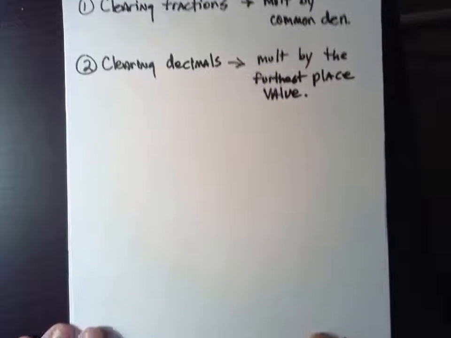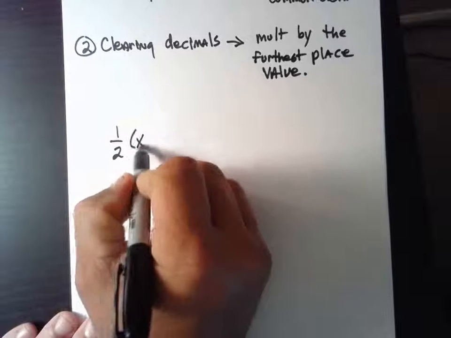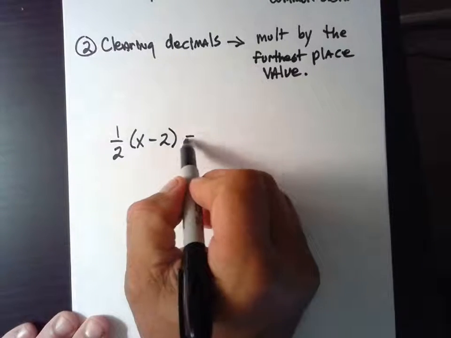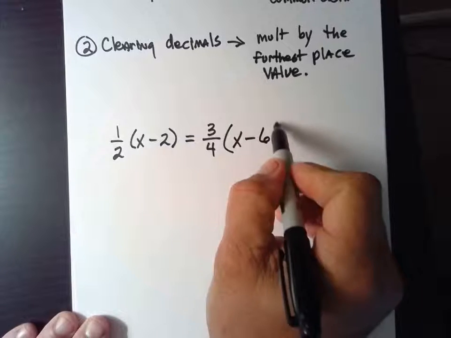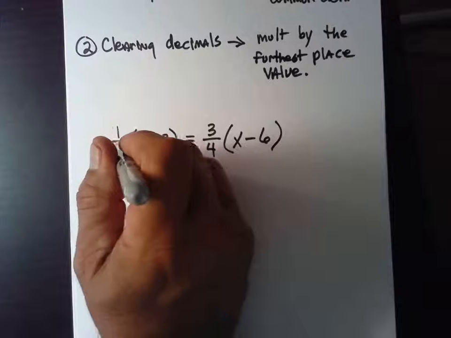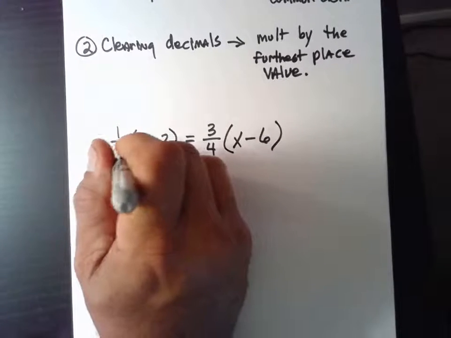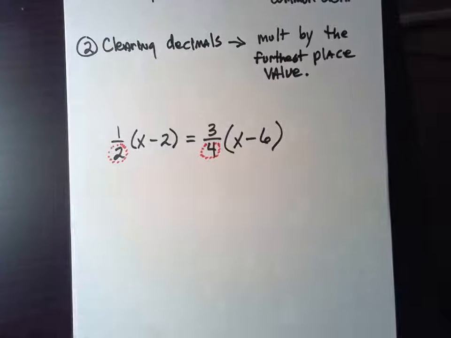So let's do an example. Let's do 1/2 times x minus 2 is equal to 3/4 times x minus 6. Now at this point, after you have an anxiety attack, you're going to look at these two numbers. And you already know how to do fractions because either you watched my refresher on fractions, or you've taken my class, or you've taken a class on fractions. And the common denominator is 4.